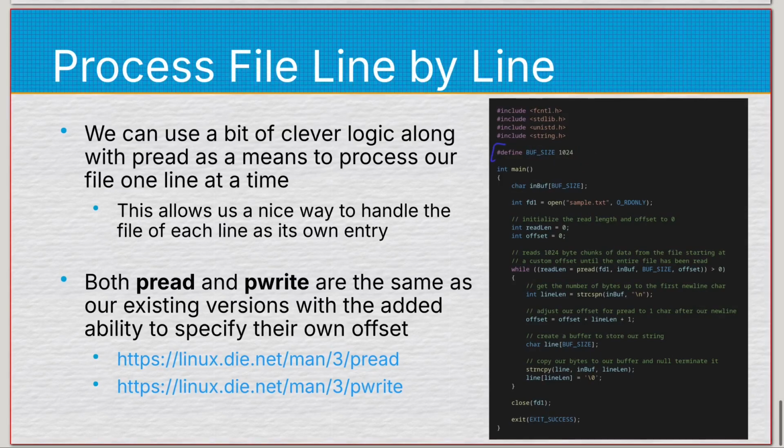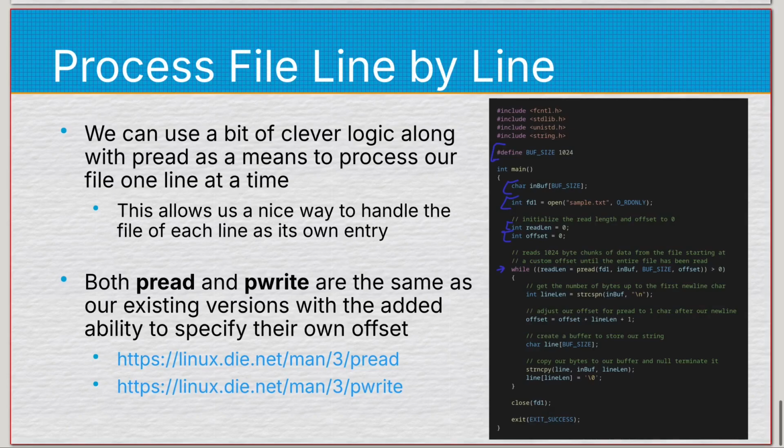Same thing, 1024 bytes. Same nbuf. I open my file. Nothing's really changed. I have a read length of 0. However, I now also have an offset of 0 because I want my offset to be at the very start. Same while loop that we're used to, reads 1024 byte chunks of data from the file, starting at a custom offset until the entire file has been read. Now that right there is fairly interesting.